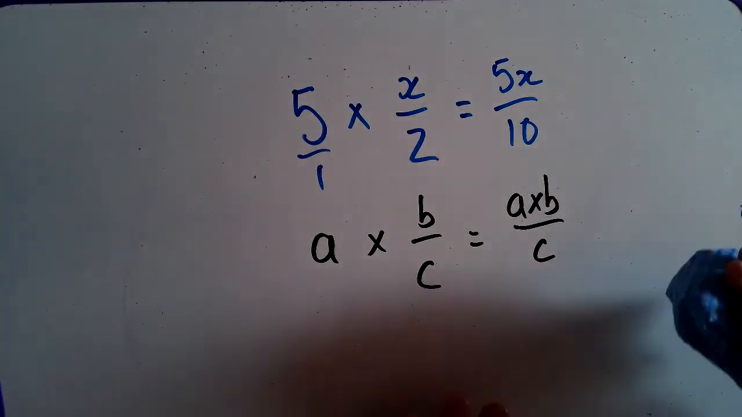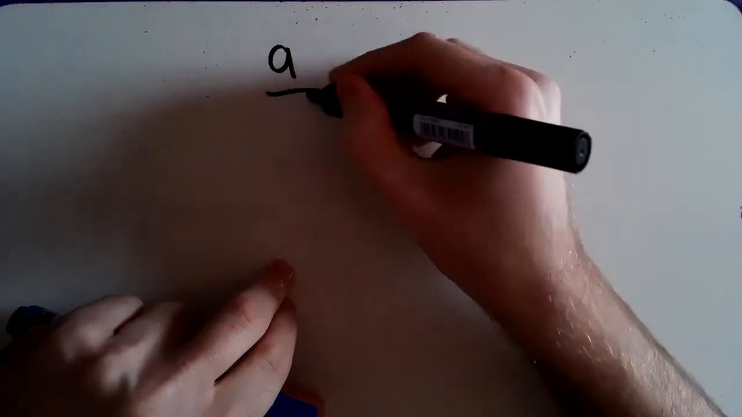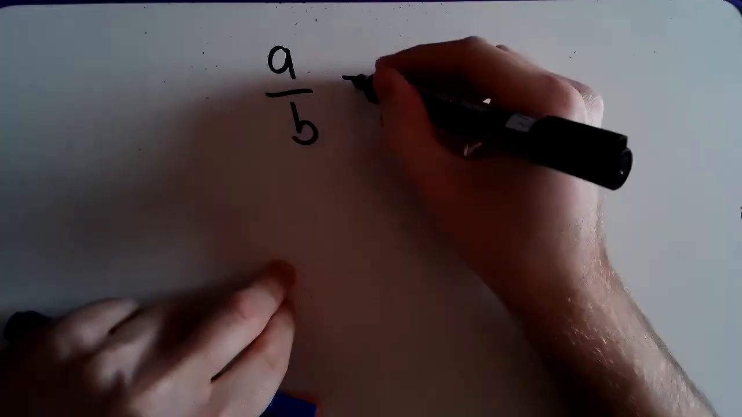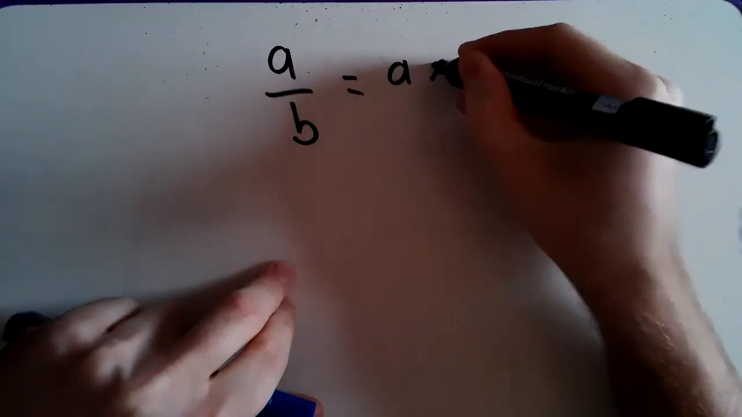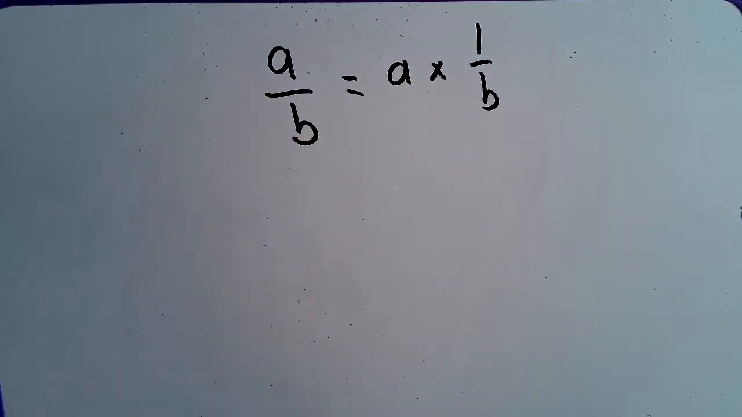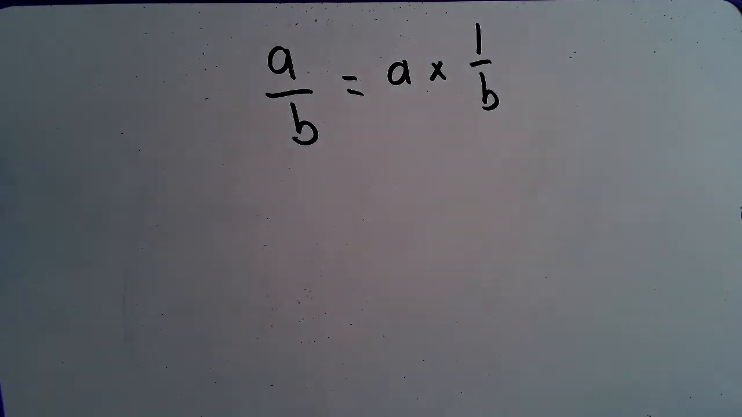Okay, now let's look at a bit of dividing. Well, the first thing I want you to think about before doing any dividing is something like a over b. What that really means is a times 1 over b. So if we can change a divide into a times, then we can use all the rules you've just done with times.